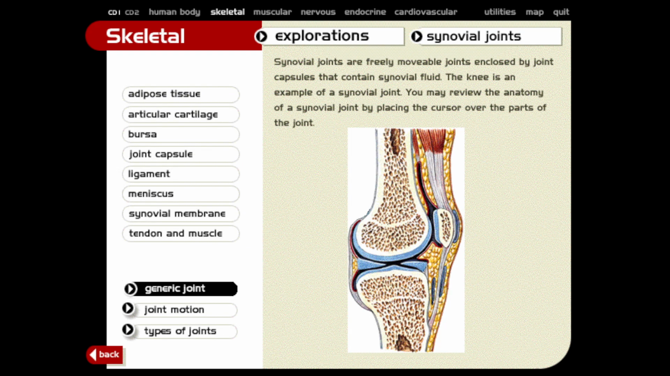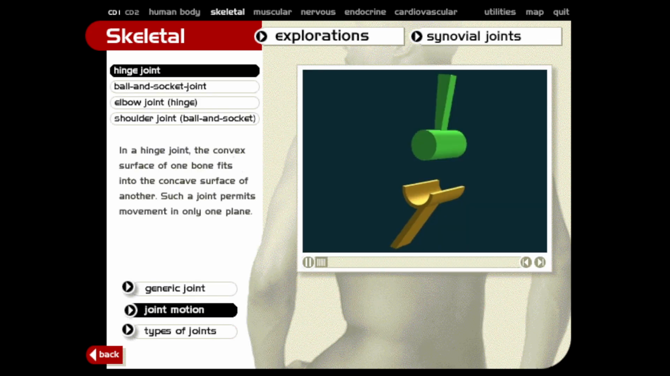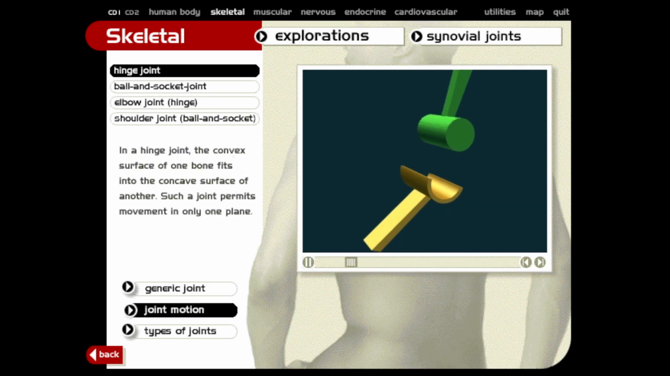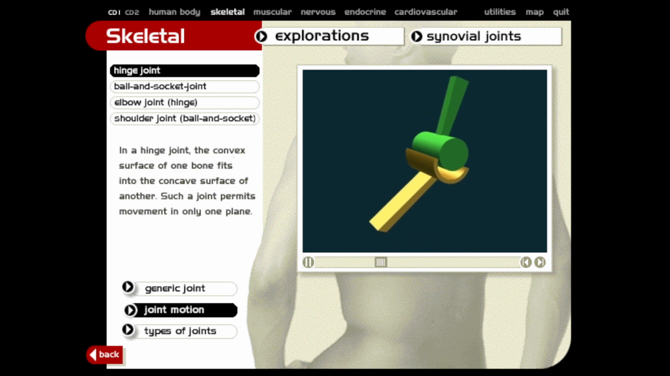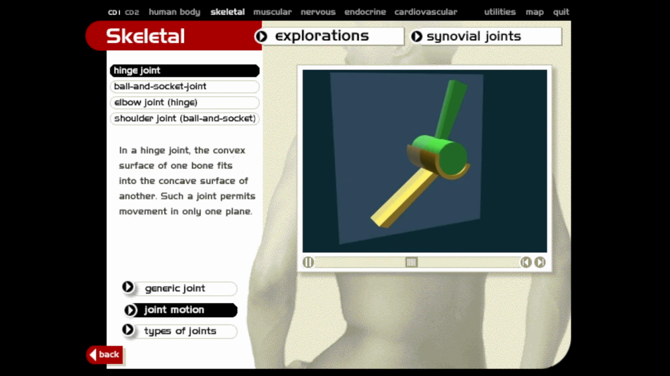Synovial joints are freely movable joints enclosed by joint capsules that contain synovial fluid. The knee is an example of a synovial joint. You may review the anatomy of a synovial joint by placing the cursor over the parts of the joint. In a hinge joint, the convex surface of one bone fits into the concave surface of another. Such a joint permits movement in only one plane.